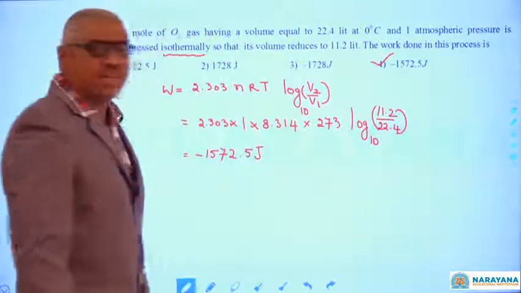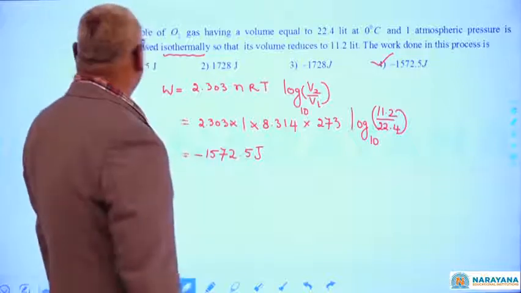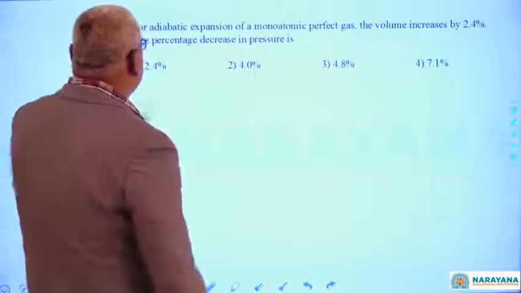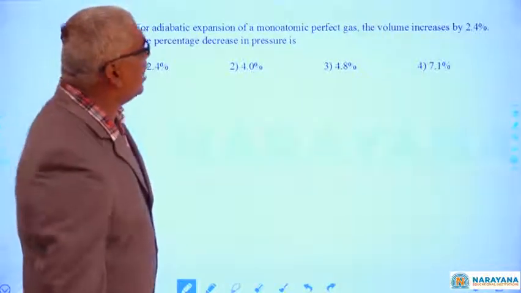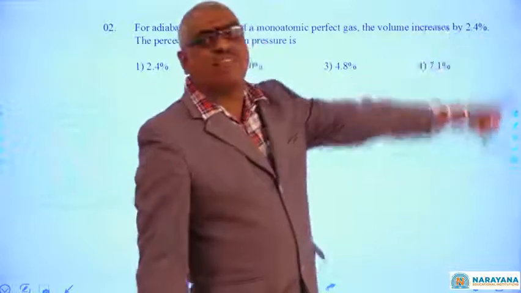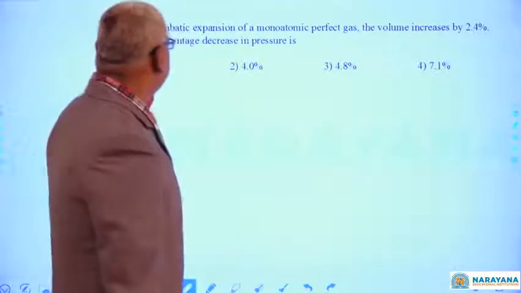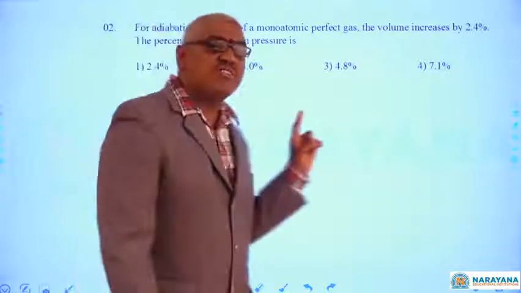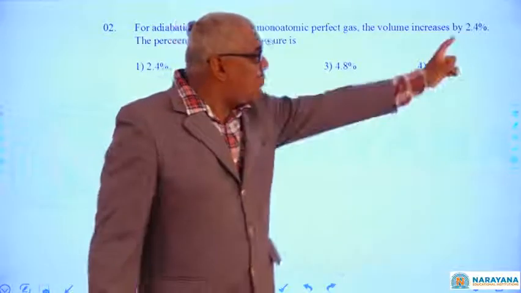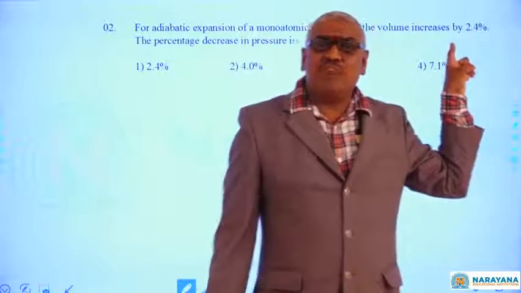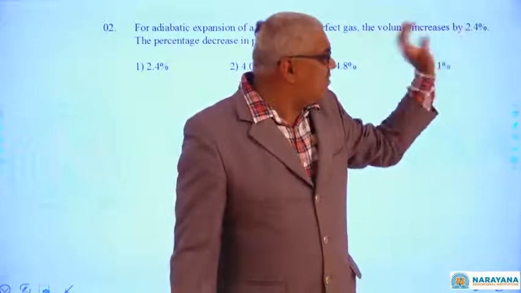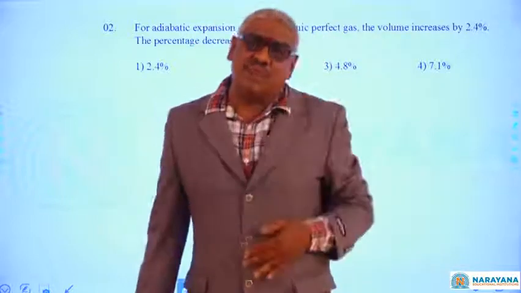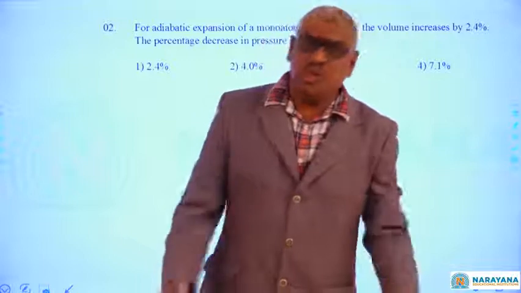Now we are entering the second question. For adiabatic expansion of a monoatomic perfect gas, the volume increases by 2.4%. He is asking the percentage decrease in the pressure. Observe here, 2.4% is less than 5%, so whenever it is less than 5%, we will be using fractional changes. You know it very well.